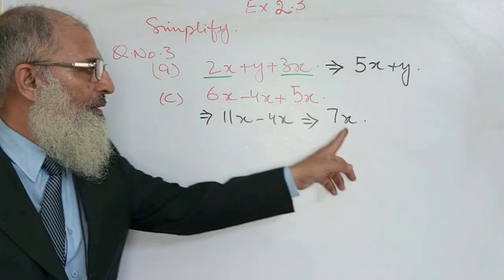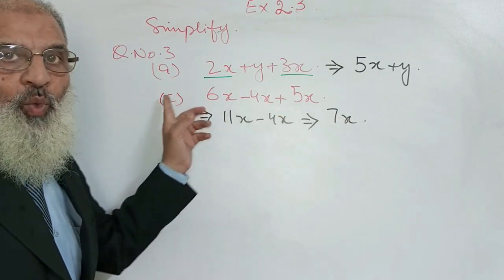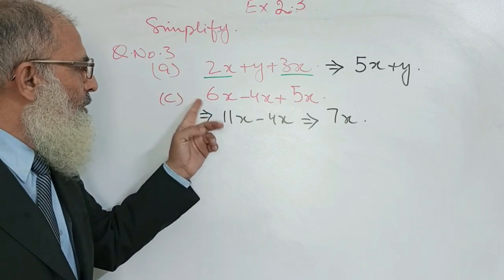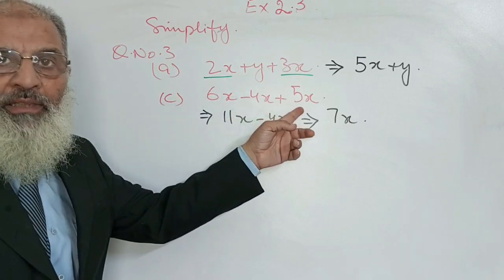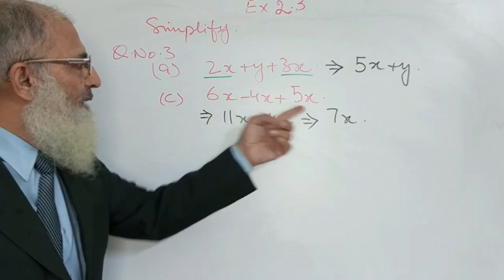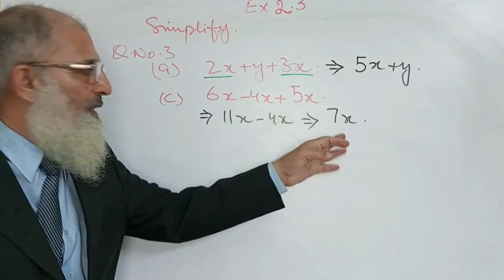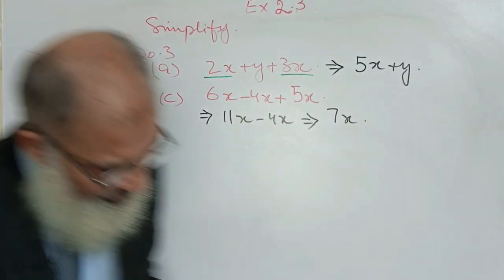You can do it in one step also. You just calculate in your mind that 11 minus 4 is 7, and you can write it 7x.